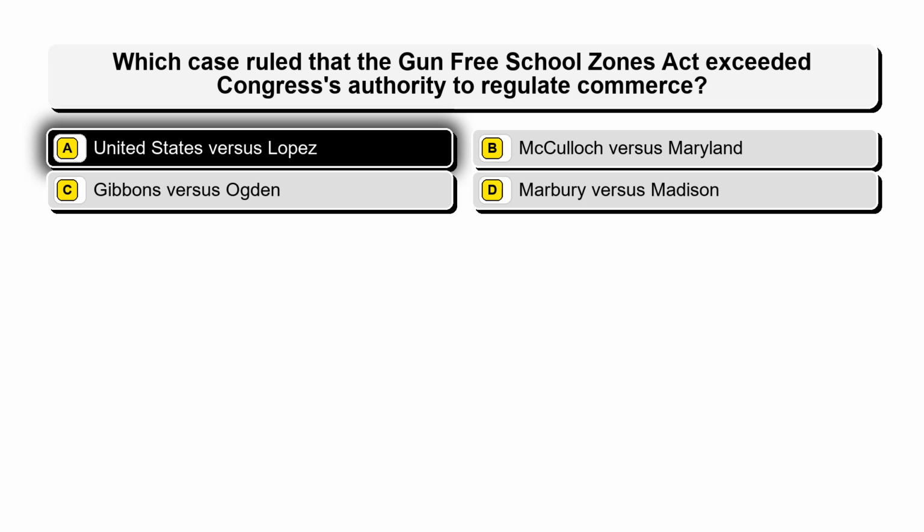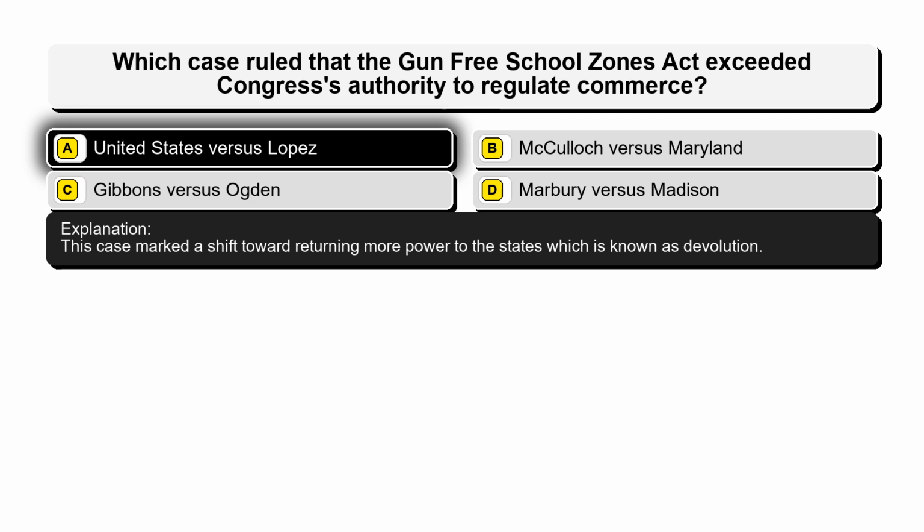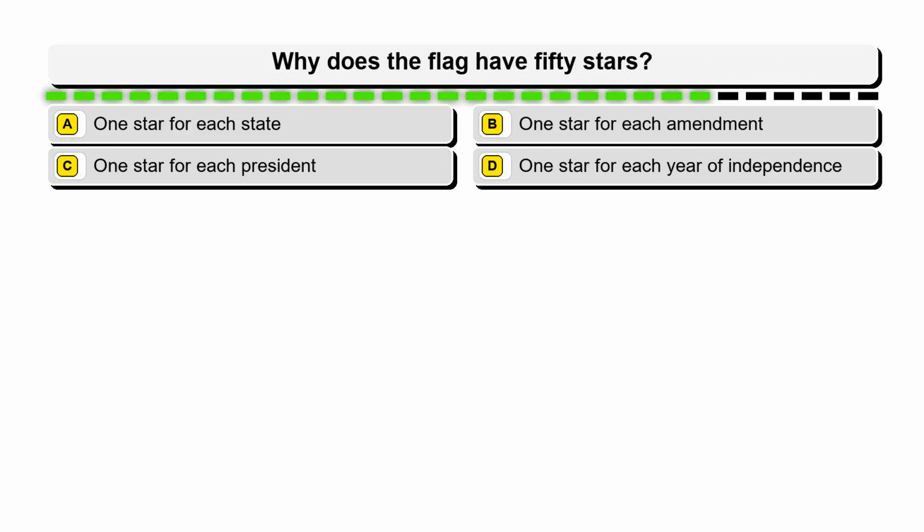The correct answer is option A, United States vs. Lopez. This case marked a shift toward returning more power to the states, which is known as devolution. Question 54. Why does the flag have 50 stars?